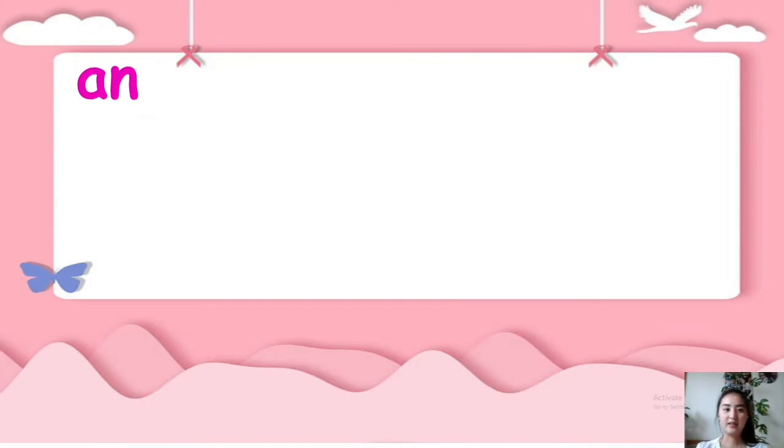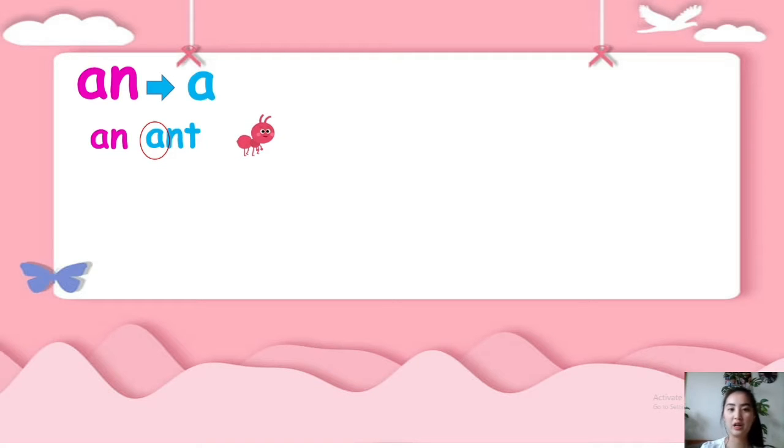Let's start. We use an for words that start with letter A. Example, an ant. Ant starts with letter A, that's why we're going to use the article an ant.